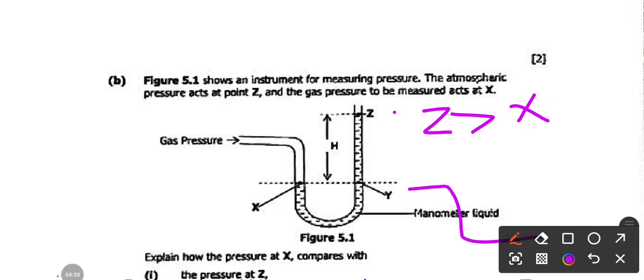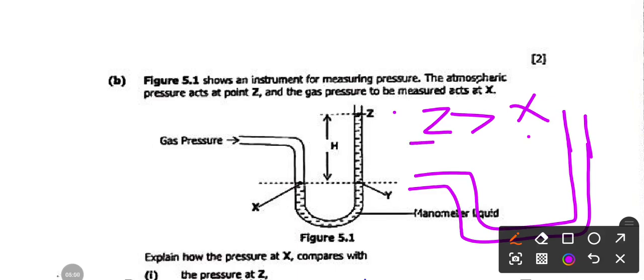Alright, so we have the diagram looking something like this. Okay, so if the pressure at Z is greater than the pressure at X, it means that the manometric liquid towards the limb for Z would be at a further distance as compared to the manometric liquid at the limb for X. So it would be something like this.